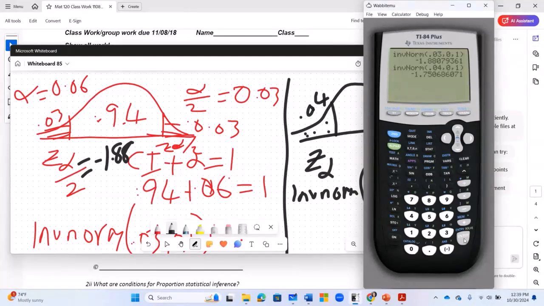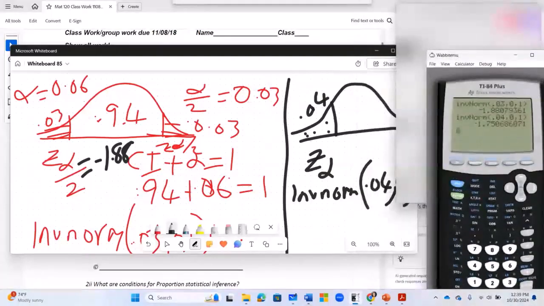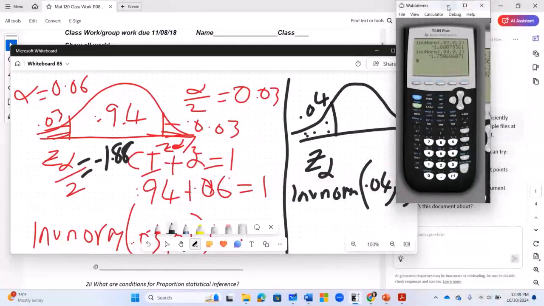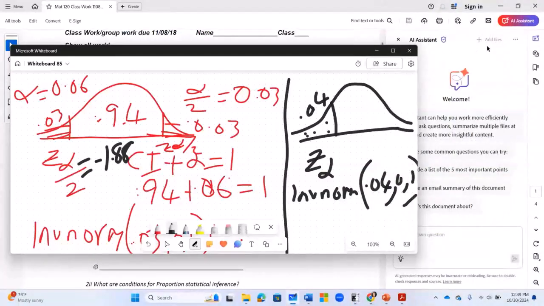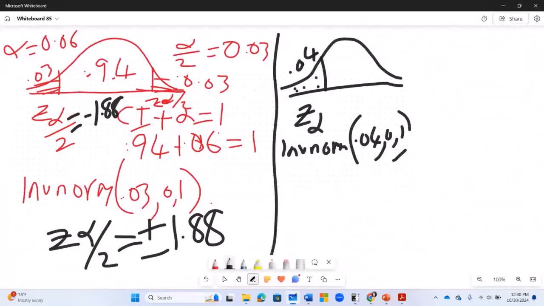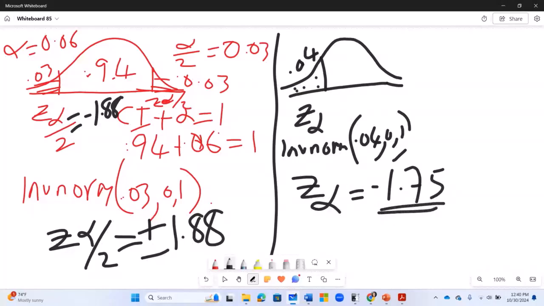So I have negative 1.75. So I will write z alpha. My answer will be z alpha equal to negative 1.75. Z alpha only, because I did not divide alpha by 2, is equal to negative 1.75, which means I'm not looking for the z value on the right, because this is area to the left, 4%. All right, so let's go to the next one.